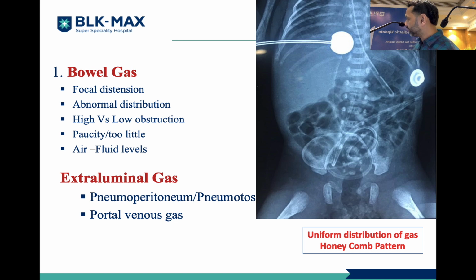This is what you see in a normal gas pattern in the abdominal X-ray. Now, gas should always be seen within the intestines. It should not be seen extraluminally. Whenever there is extraluminal gas, the diagnosis can be either pneumoperitoneum or pneumatosis, or sometimes you can see gas even in the portal vein.